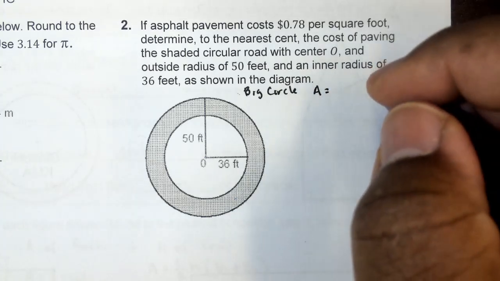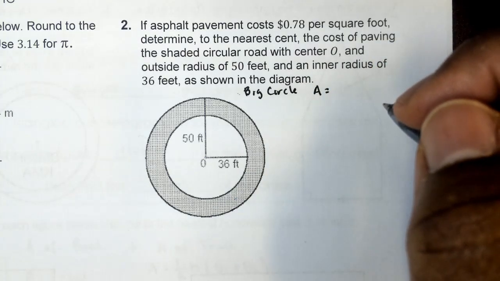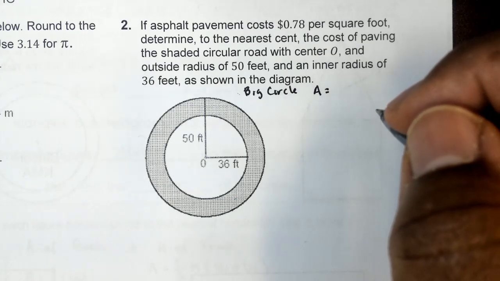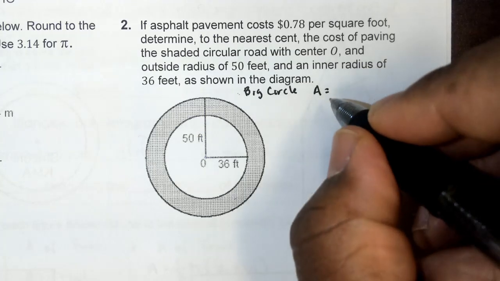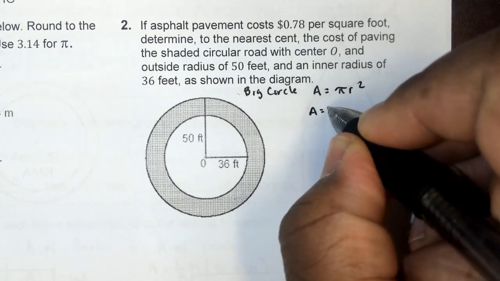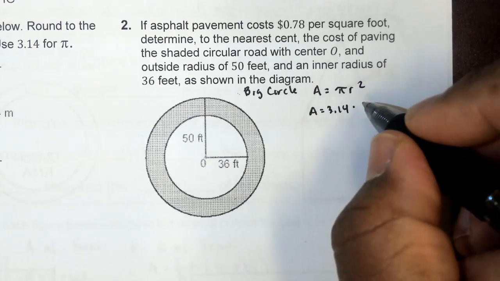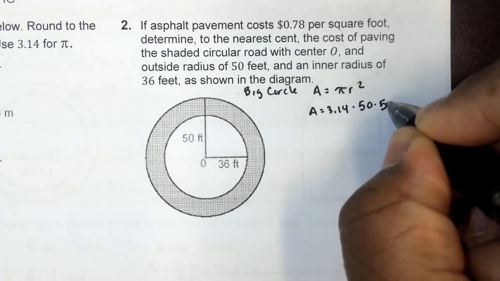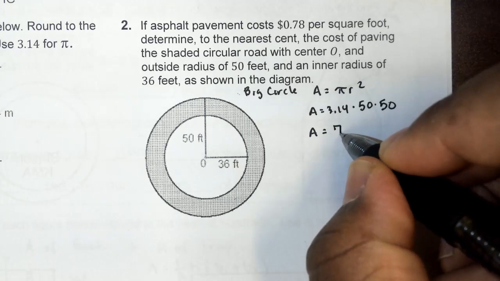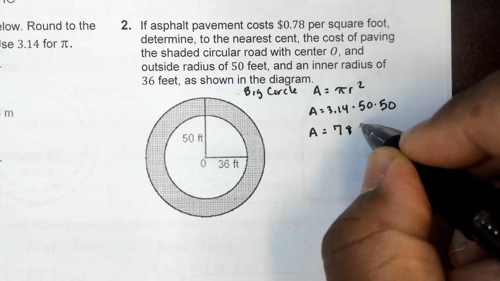Crystal, remind us again how we find area of a circle. They should be in your memory bank, son. Pi r squared, son. It'll never change. Area equals 3.14 times my big radius, 50 times 50. This is a clean answer for some reason. Chug it. 7,850.